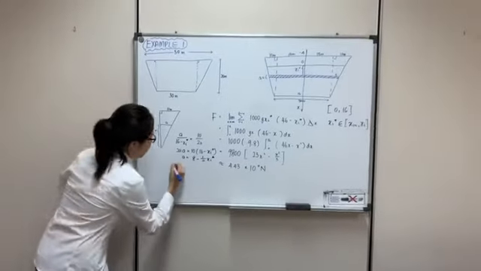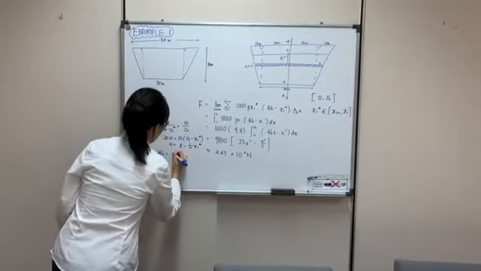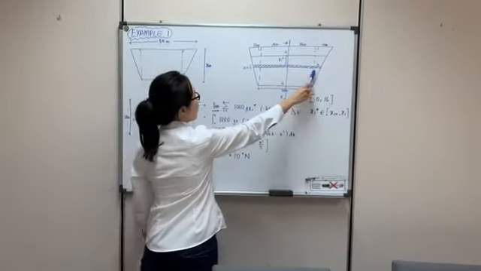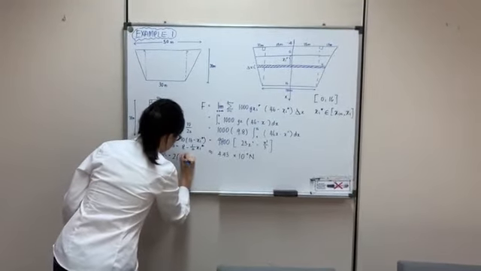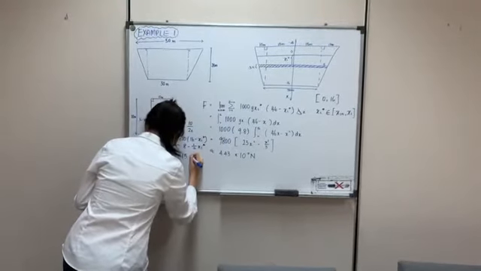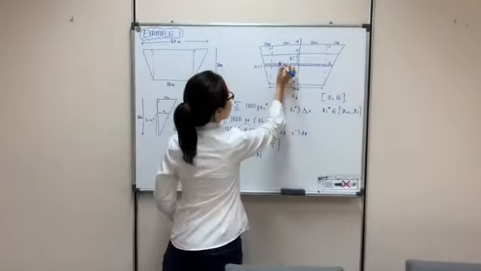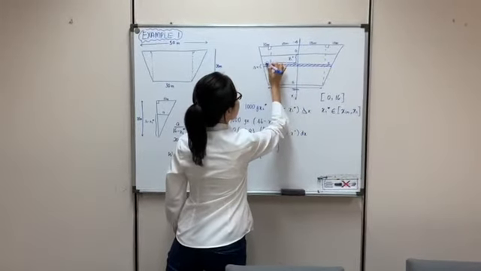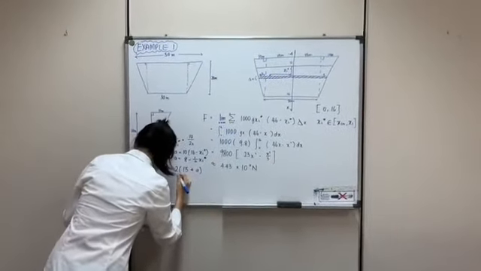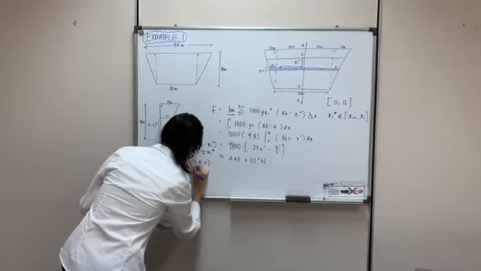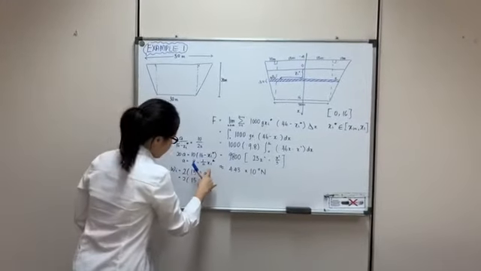So we need to find the w. The w we got here is 15 plus a. 15 here, and the a is here. So 2, 15, and we get the value of a is 8 minus 1 over 2x.